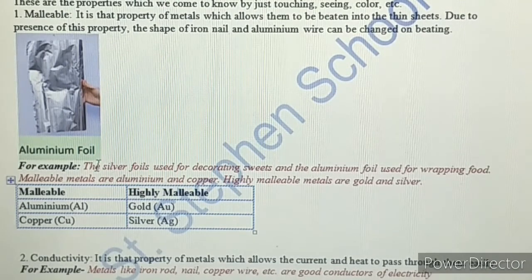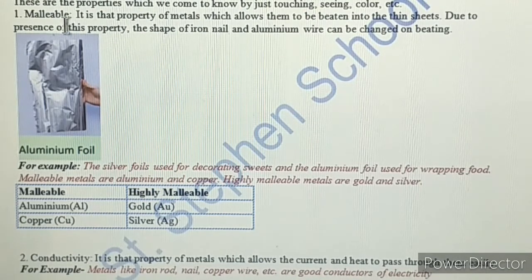Now, what do you mean by physical? While looking at it or holding it, we can say that this is a metal or this is a non-metal. These are properties which we come to know by just touching, seeing and looking at their color, and we say, oh, this is a metal. So there are some properties of metals also. One such property is what? It is malleable.